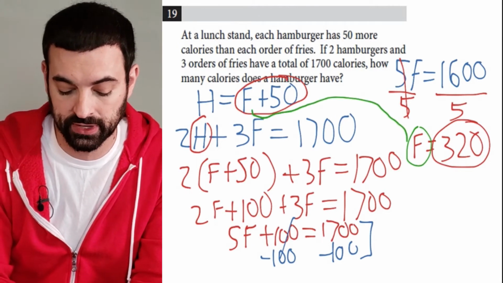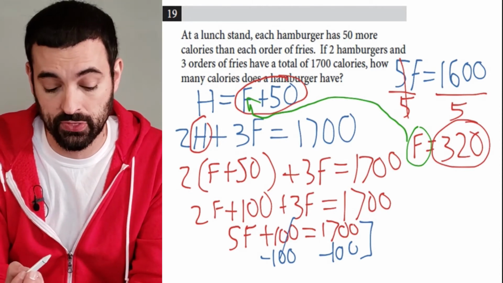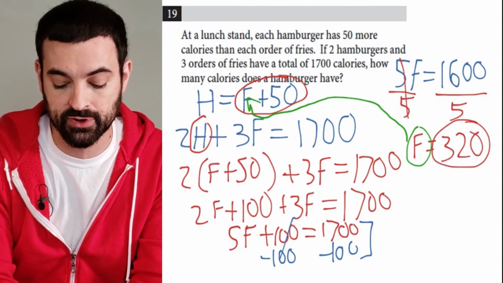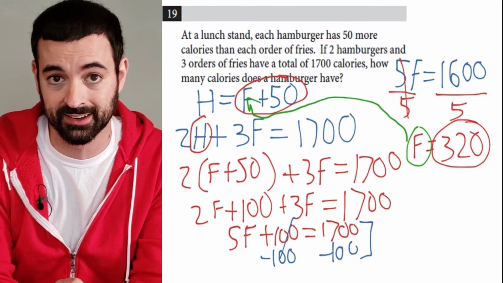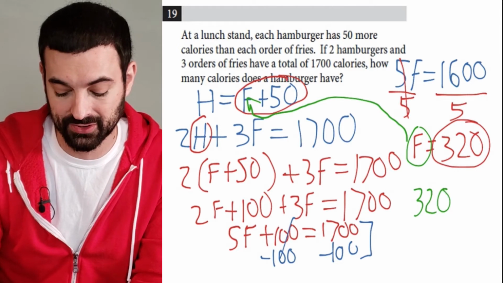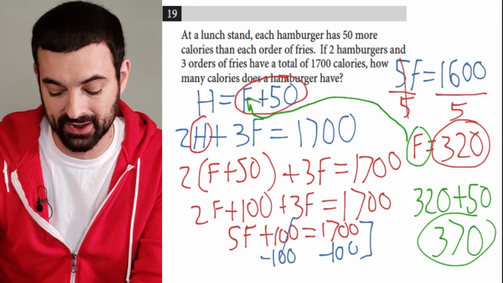We have to put 320 into one of our equations and then solve for the number of calories in a hamburger. Remember that the number of calories in a hamburger is equal to the number of calories in an order of fries plus 50. So we are going to say that 320 plus 50 equals 370 calories. Again, this is free response. Bubble in 370, and you're going to get these points too. Good luck, everybody.